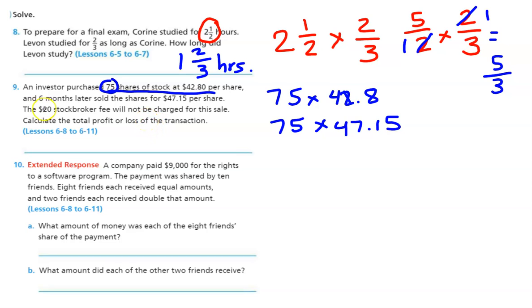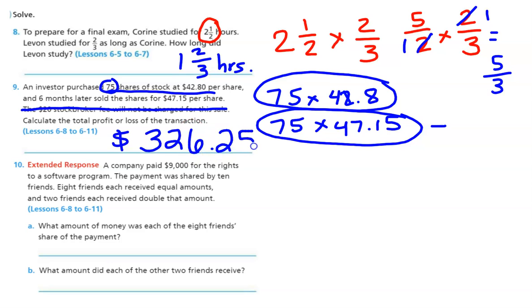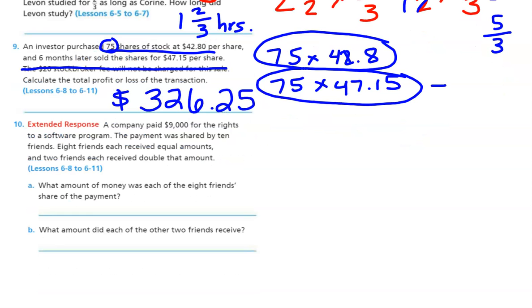Well, this one's weird. They're basically telling you that this $20 fee is not charged, so we don't need it. That's just in our way. So we would have ended up doing 75 times 47.15, and then we would have subtracted what 75 times 42.8 is, and in the interest of time, I would have come up with a profit of $326.25.